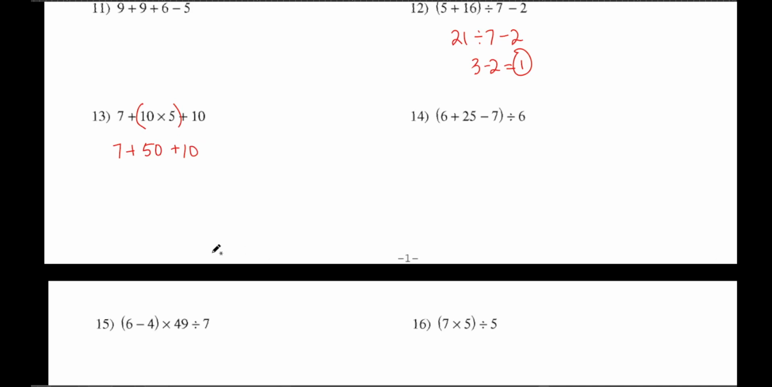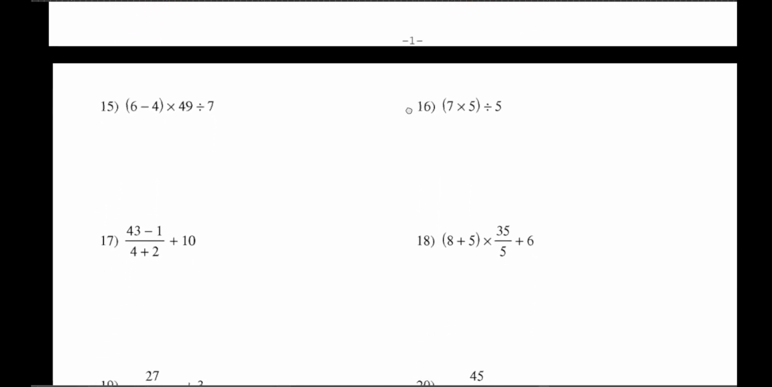All right? You do this however you want. It doesn't matter what order you add them up. I would go, 50 plus 10 is 60 plus 7, which is 67. Okay? This one's pretty easy. You just do what's in the parentheses first, and then you divide it by 6. I'll let you just do that on your own.